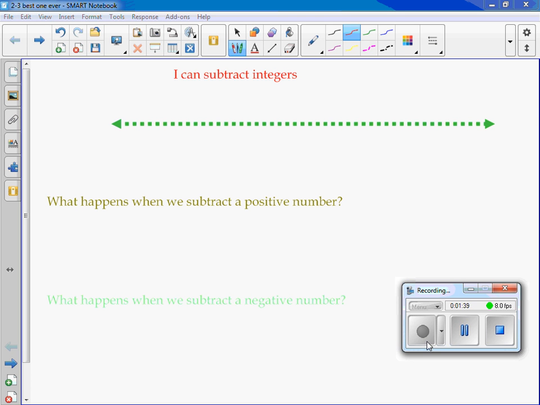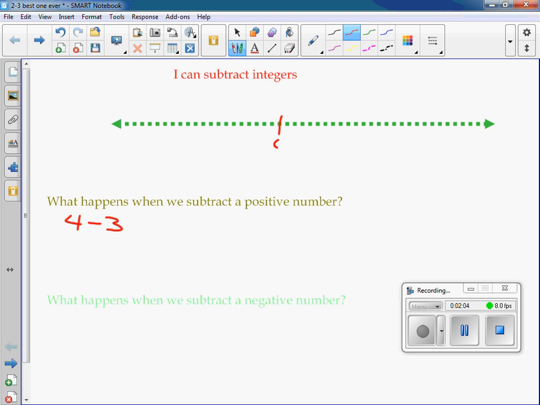All right. So what happens when we subtract a positive number? We'll start off with the easiest one, something we've been doing for quite a while. 4 subtract 3. That's subtracting a positive number. Is that right? Everybody see that? Keep in mind, the first number, when we're talking about this method, is where we start.